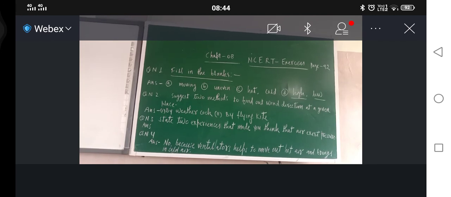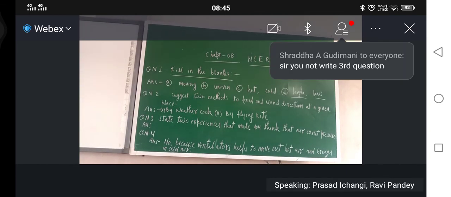You want to buy a house. Would you like to buy a house having windows but no ventilators? Explain your answer.